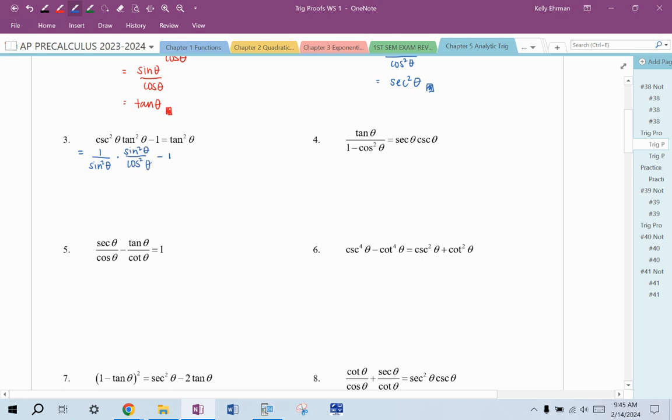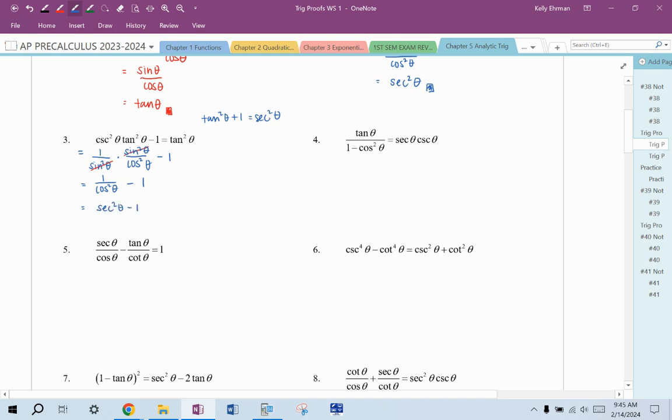And there's a minus 1 over here. So we're able to cancel this sine squared divided by sine squared. That divides to 1. So now I'm left with 1 divided by cosine squared theta minus 1. I'm trying to get to tangent squared. So think back to your identities. We do have a Pythagorean identity that says tangent squared theta plus 1 equals secant squared theta. And if I look at what I have here, I have secant squared theta minus 1.